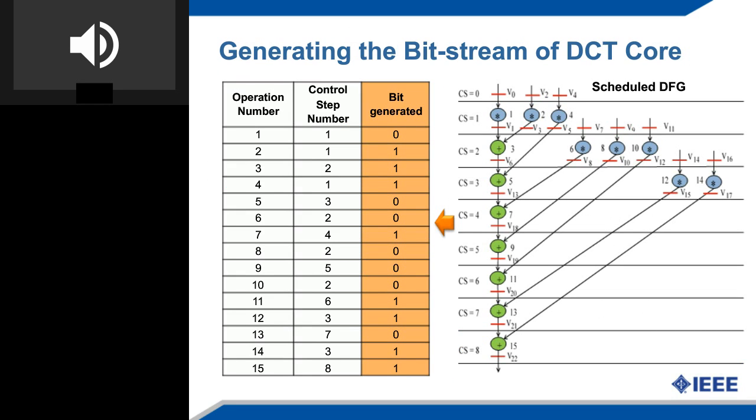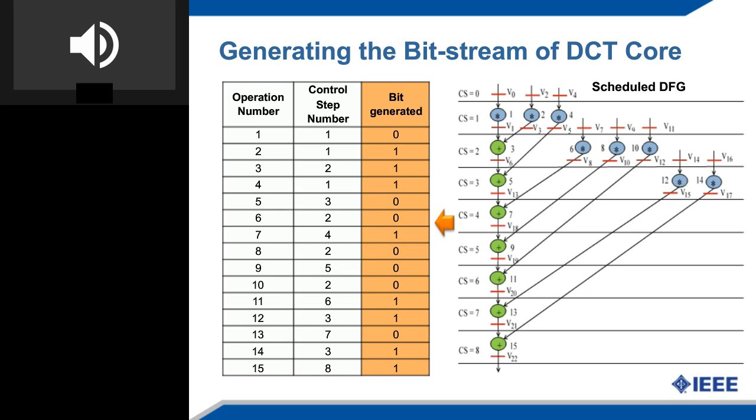Okay, so you have the bit stream, which is shown on the right side, and you have the scheduled DFG, which is divided into control step number 0 to control step number 8, and the corresponding bitstream representation is shown on the left side. Since there are 15 operations, there will be 15 generated bits, because every operation and its combination with the control step has been encoded into its respective binary bit.